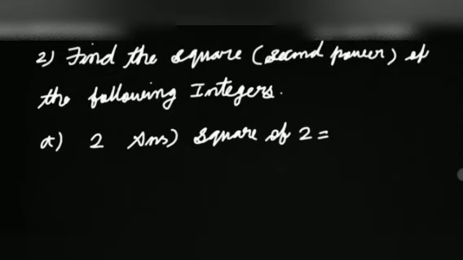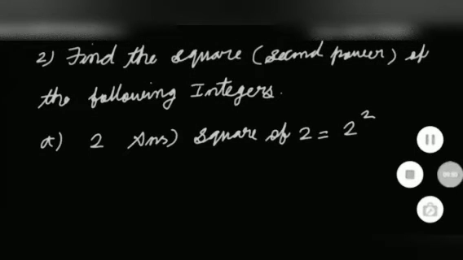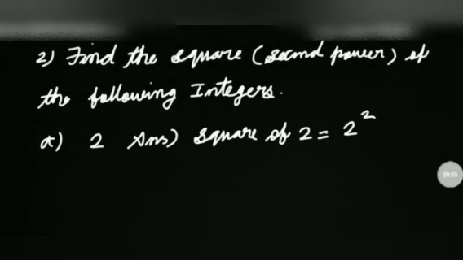How can we find out? Yes, 2 to the power 2 or 2 squared, isn't it? Square of 2 means what? Square of an integer means its second power. 2 squared means multiplying 2.